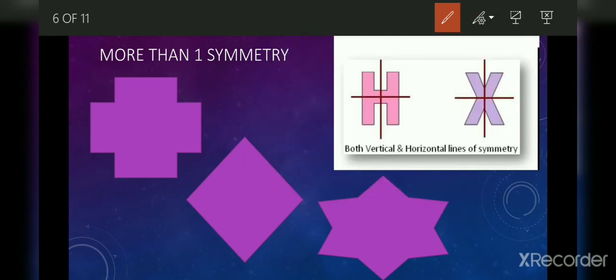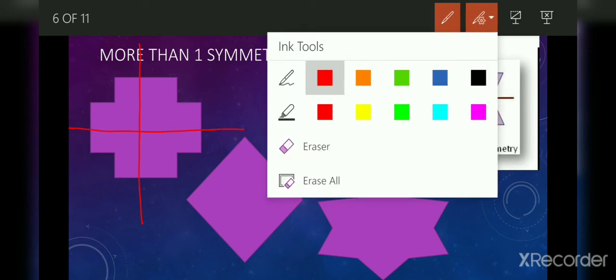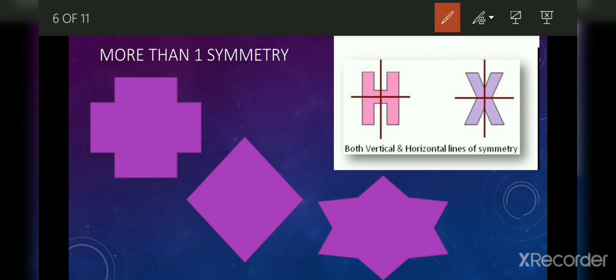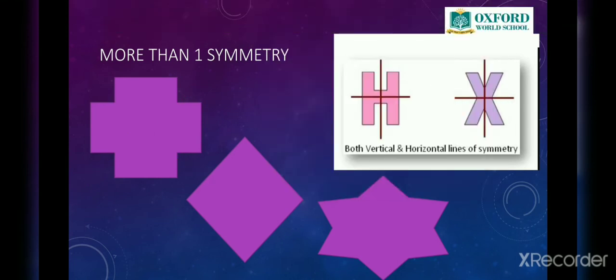Similarly with this, if I just try to cut it through the center, the two halves are equal. If I try to cut it like this horizontally, then also the two halves are equal. If I just try to cut it from here, then also the two halves are equal. And if I just cut it through this, then also the two halves are equal. So I hope this is clear how different 2D shapes can have more than one line of symmetry.